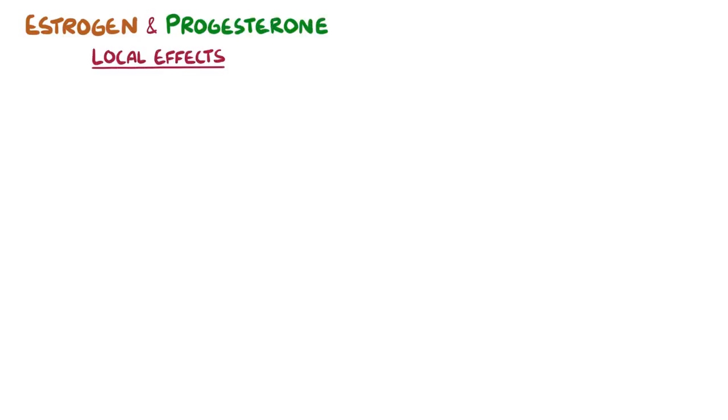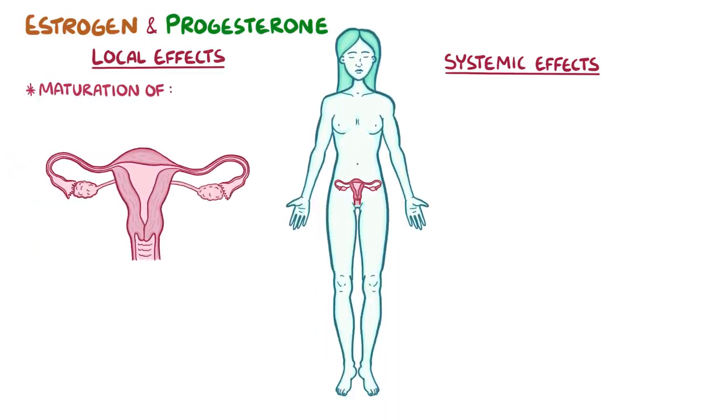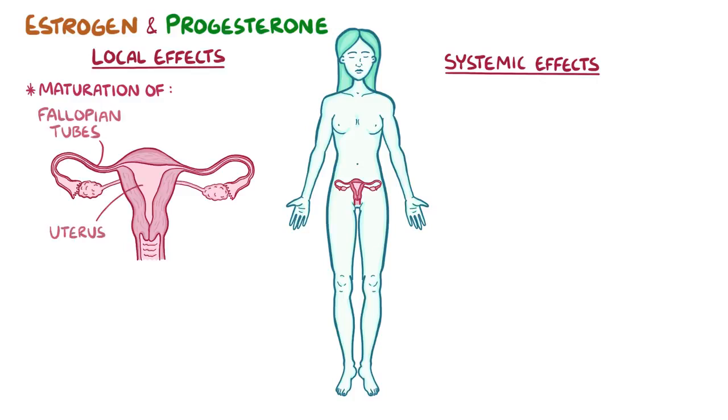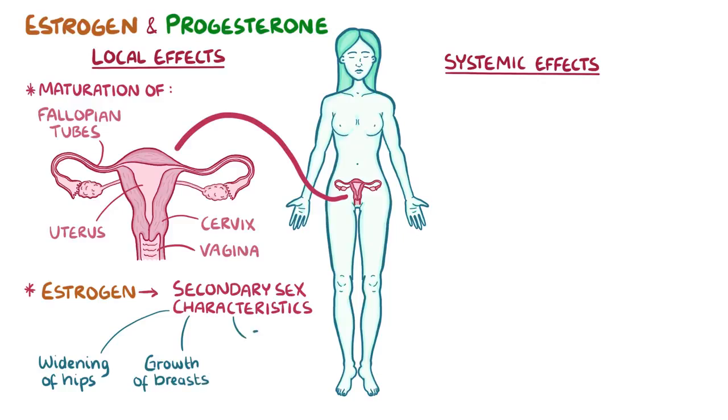Now, both estrogen and progesterone have local effects, meaning that they act on the organs and tissues nearby, as well as systemic effects, meaning on the rest of the body. Starting with puberty, estrogen and progesterone are responsible for the maturation of the female reproductive organs. These are the fallopian tubes, the uterus, the cervix, and the vagina. Estrogen is also responsible for female secondary sex characteristics, like widening of the hips, growth of the breasts, as well as distribution of the fat to the buttocks, hips, and thighs.